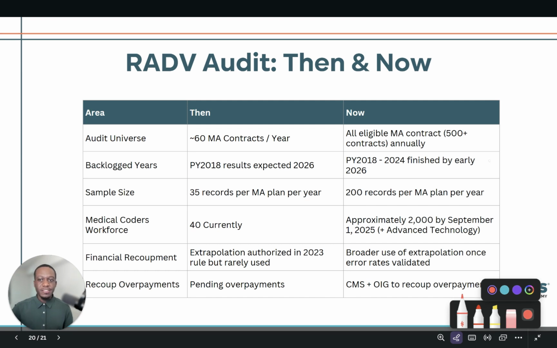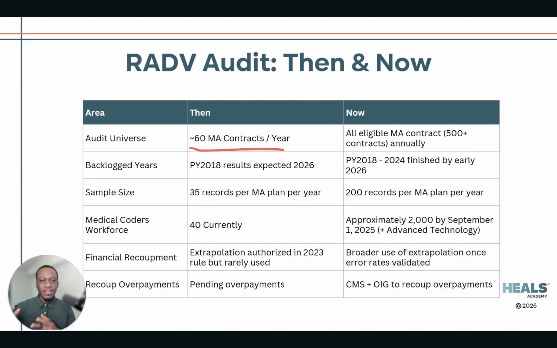For the audit universe, previously CMS was looking at 60 MA contracts per year, but now based on what CMS released, CMS is looking at all eligible MA contracts, 500 plus annually. And looking at the backlog of years, previously payment year results were expected in 2026, but now CMS, per the information that was released, is looking at payment years 2018 through 2024 finished by early 2026. Early 2026 is not very far. So this is very aggressive.